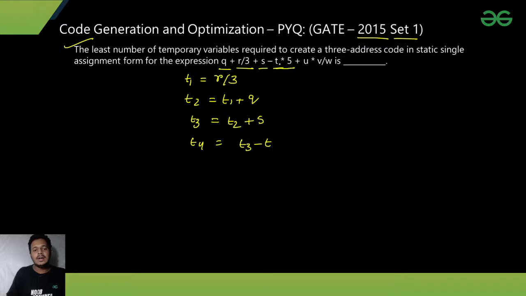Okay, t is some constant. Wait a minute, here t multiplied by 5 should be there, right? So t multiplied by 5 should be there. So wait a minute, firstly we should do this operation, right? t multiplied by 5. So here let's take another temporary variable t4 and it is doing the operation t multiplied by 5, right?